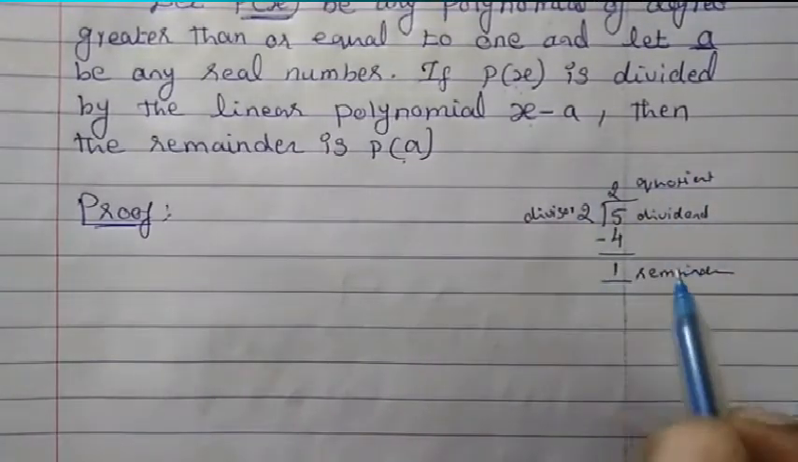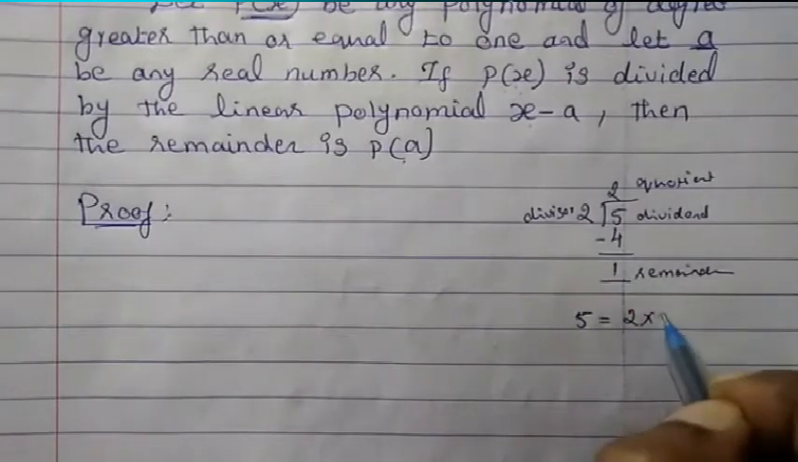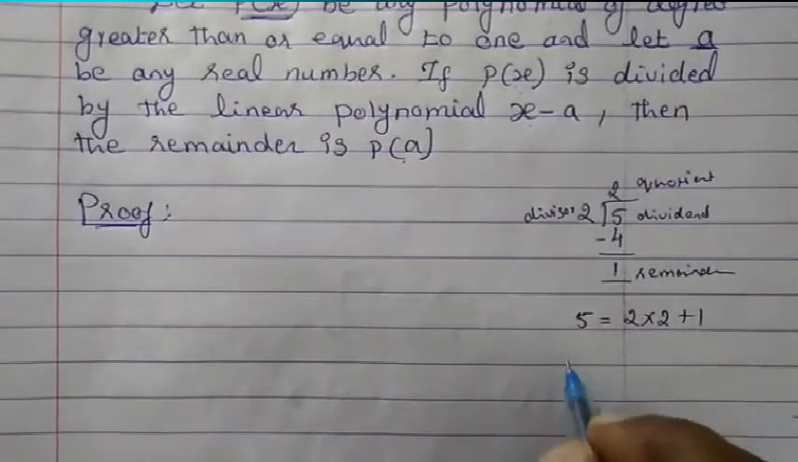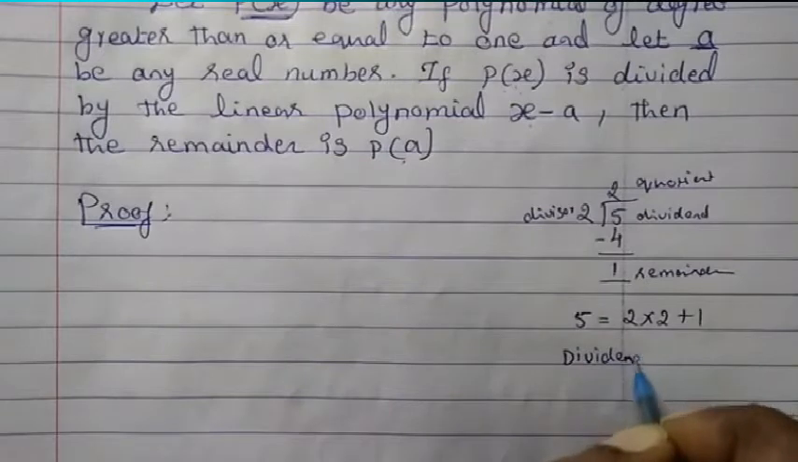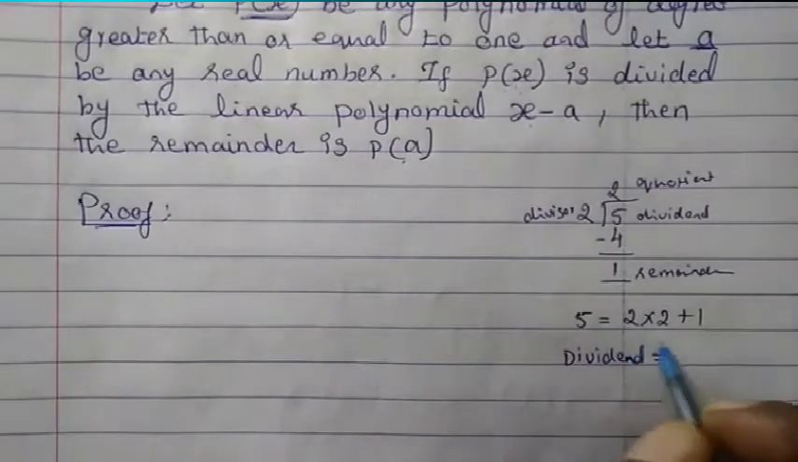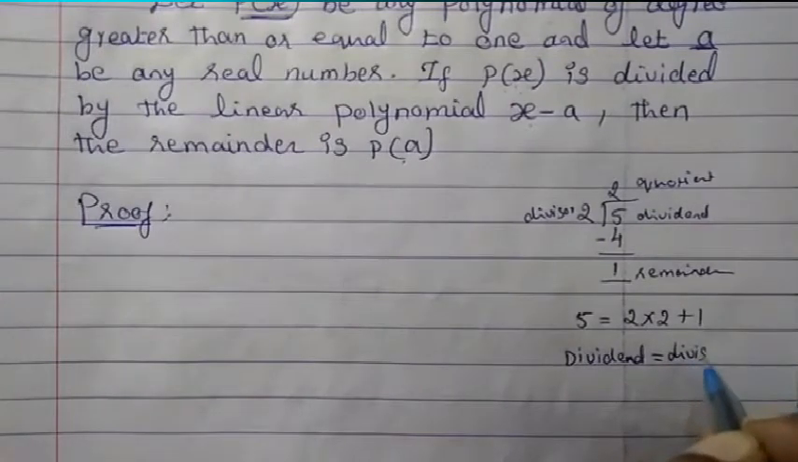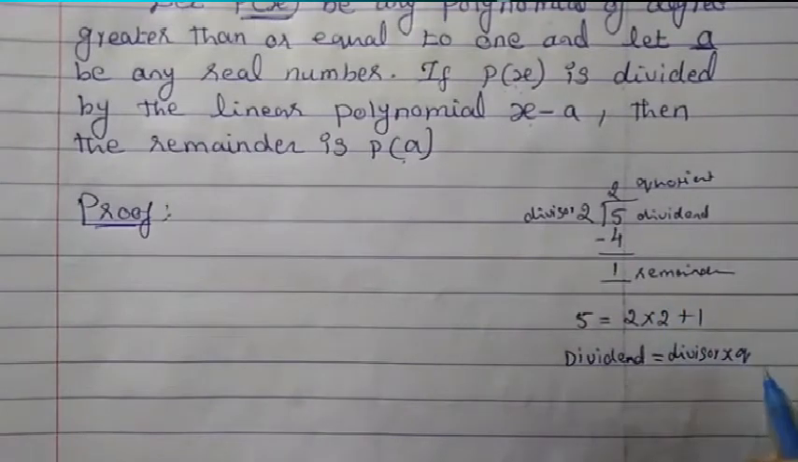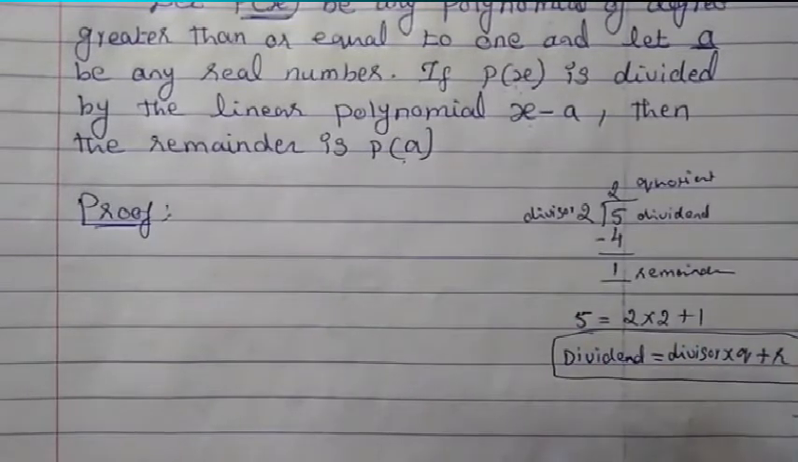Now we can write this like this: 5 equal to 2 into 2 plus 1. Can we write it like this? What is this 5? 5 is the dividend. 2 is the divisor, multiplied by the quotient, plus the remainder. So in the same way, let's consider here.